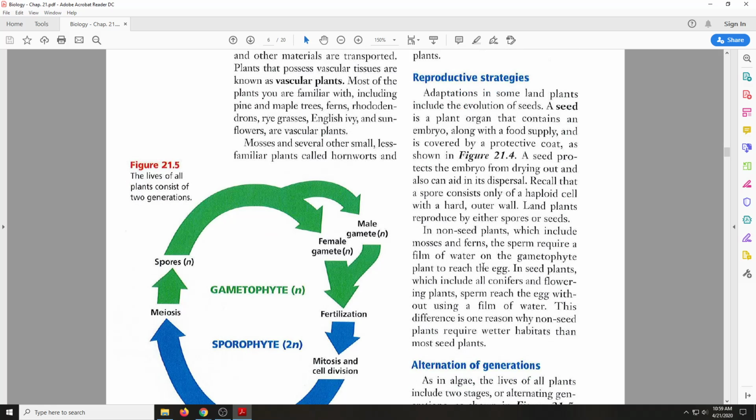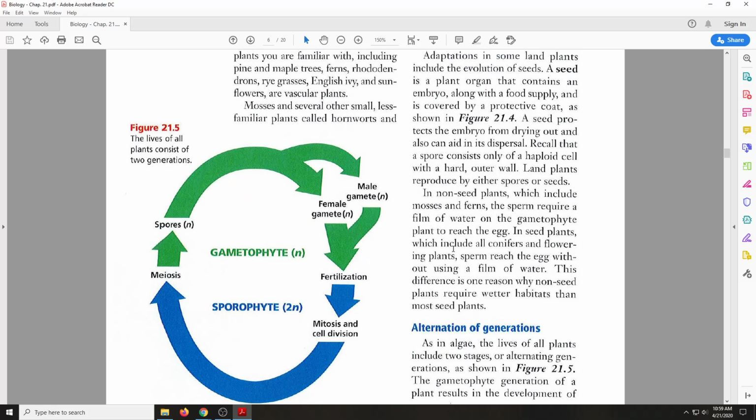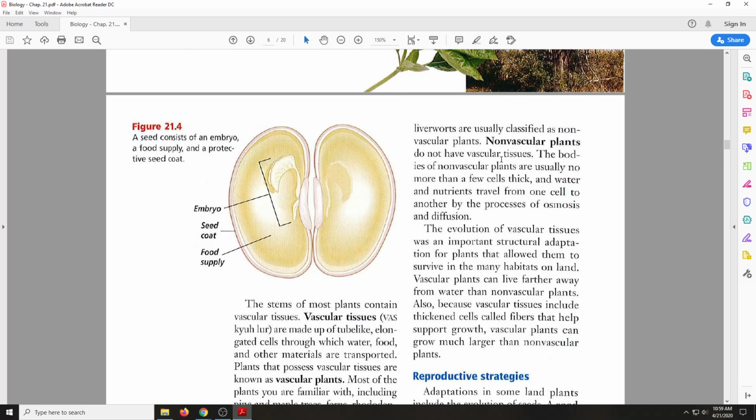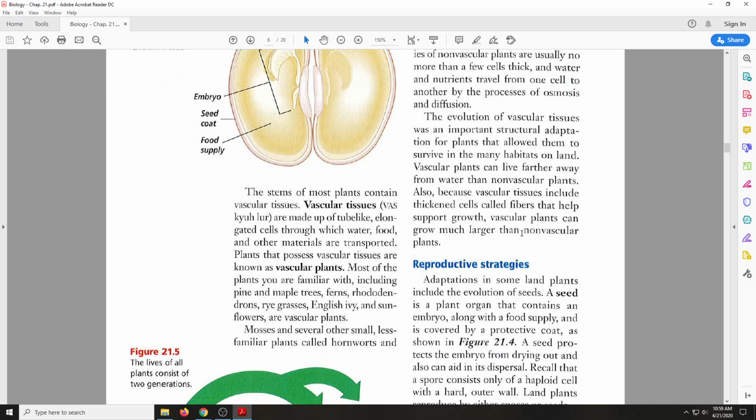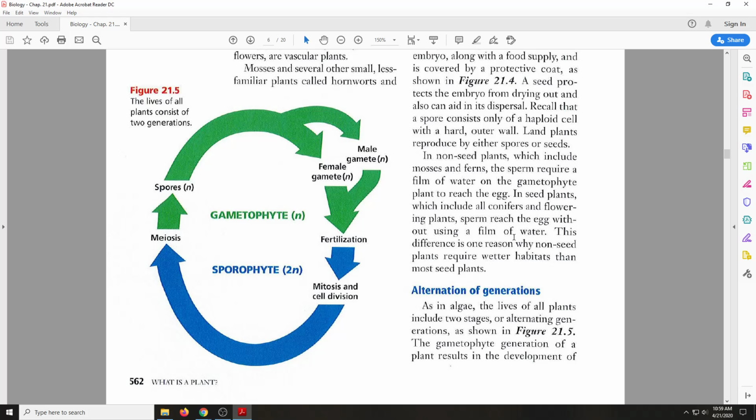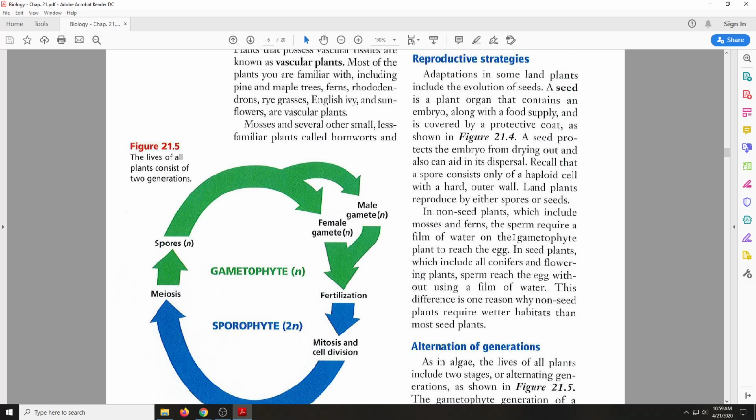In non-seed plants, however, which includes those things like mosses we were just talking about, and ferns, which you might be familiar with, the sperm require a film of water on the gametophyte plant to reach the egg. In seed plants, which include all conifers and flowering plants, sperm will reach the egg without the use of a film of water. And this difference is why a lot of these non-vascular plants usually hang out in watery, wet areas, because they need that water, not only because all plants need water, but so that they can reproduce.